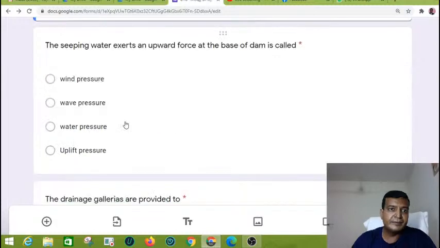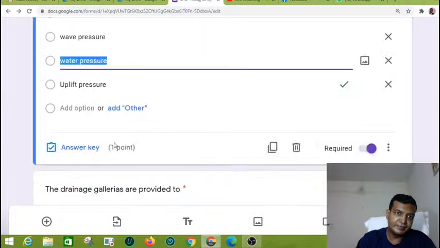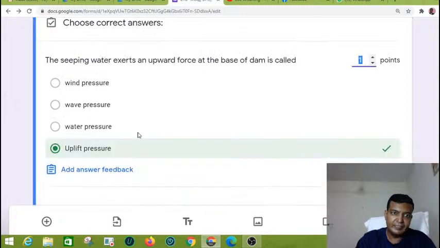The seeping water exerts an upward force at the base of the dam, called. Wind pressure, wave pressure, water pressure, uplift pressure. So according to me, it must be uplift pressure. Let us see what the answer is. And the answer is uplift pressure.